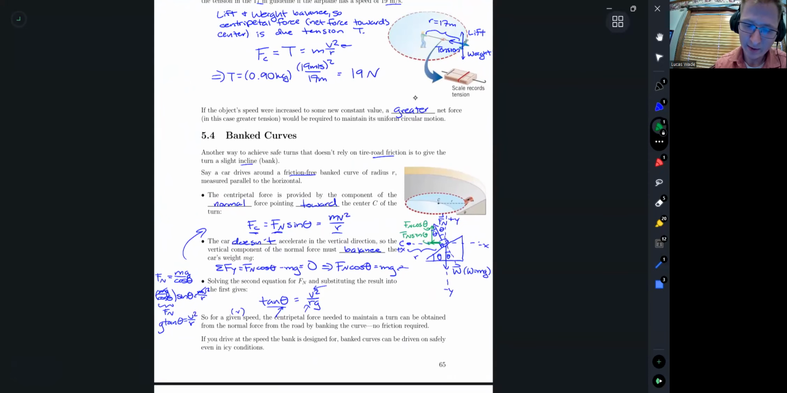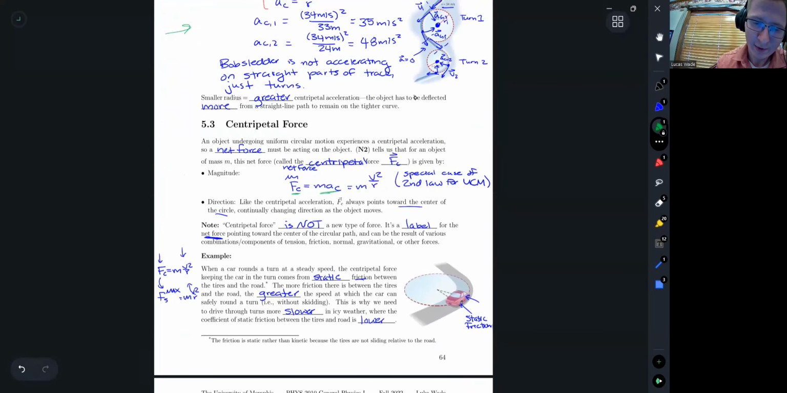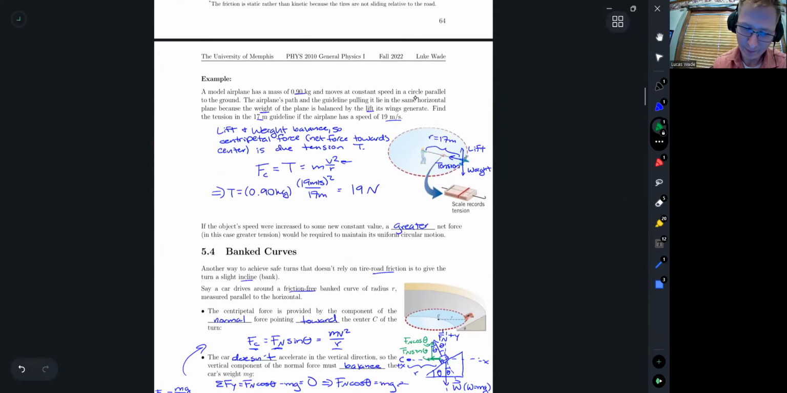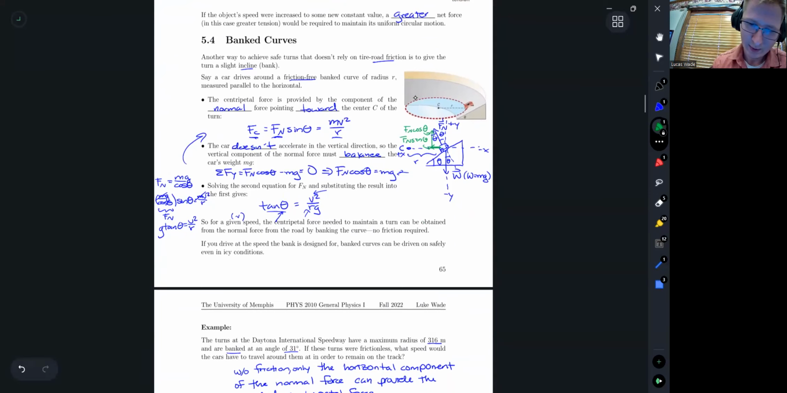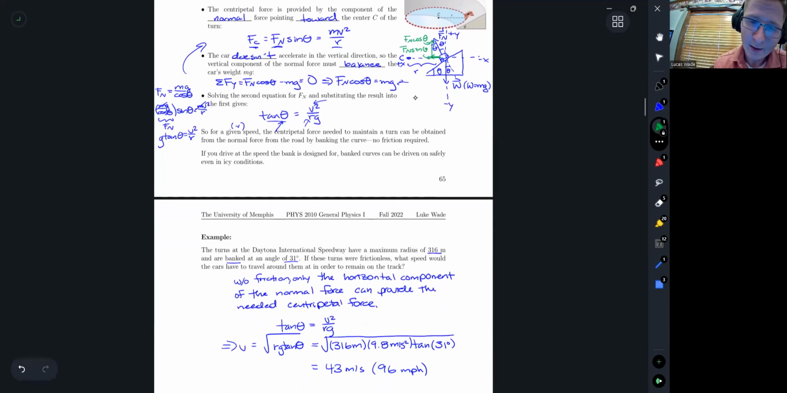The most fundamental equation you need to know for this topic is right there: the net force acting towards the center of a circular turn, which we call the centripetal force, is equal to the mass of the object doing the turn times its centripetal acceleration. And its centripetal acceleration is v squared over r. Everything else is just a consequence of that. All of these things you could figure out from a free body diagram.